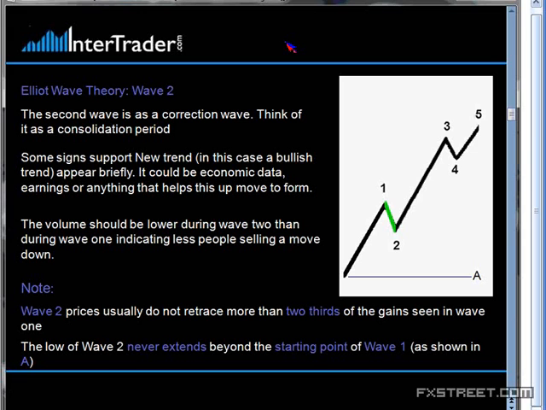The second wave is a corrective wave. Think of it as a consolidation period. Some signs of support in the new trend, in this case a bullish trend, appear briefly. It could be down to economic data, earnings, or some new fundamental information that helps this move to form. But when we talk about the waves, we know that at some point the markets will move in one direction and correct. Markets have to correct because people are taking profits and people will still have the opposing view.